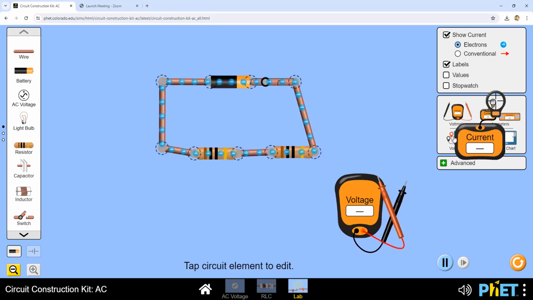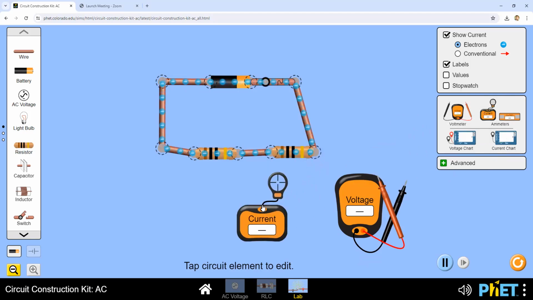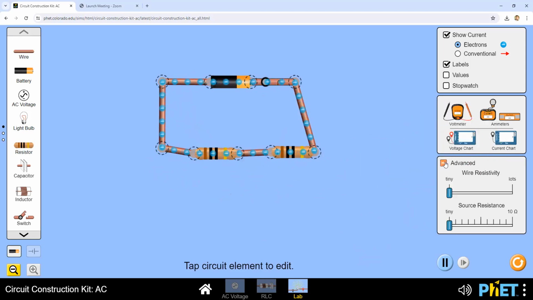If you want to measure the current, pull out the ammeter. Ammeter is a word for a tool that measures current. Just pull that out and put the probe anywhere you want to measure the current. 0.45 amps there, there, there. It's the same throughout the entire circuit because everything is in series with each other, so they all have the same current. And when you're done using the tool, you can just drag it back over. It's really intuitive, I feel like, anyways. Let's keep the wire resistivity and source resistance tiny so we don't have to worry about that.